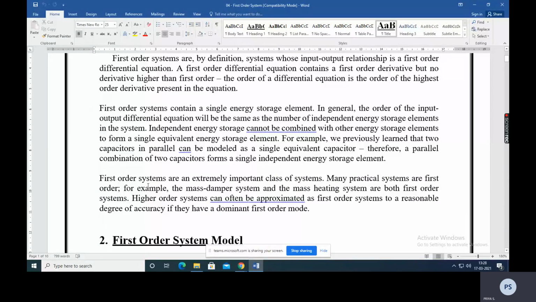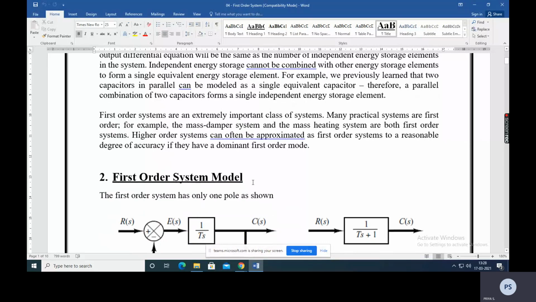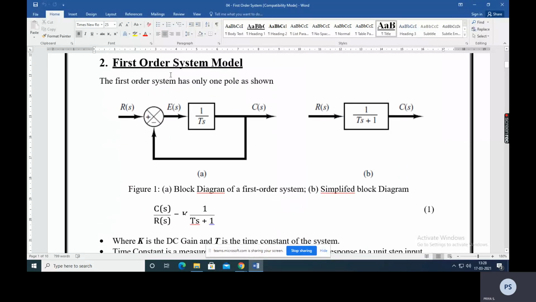Generally, we have many systems that act as first order systems, for example a mass damper system or a mass heating system. Now let us see the model of a first order system. R(s) is the input, the Laplace transform of the input signal. C(s) is your output signal. Then you have a summer, and then the transfer function of the system, 1 by Ts, with a feedback loop.